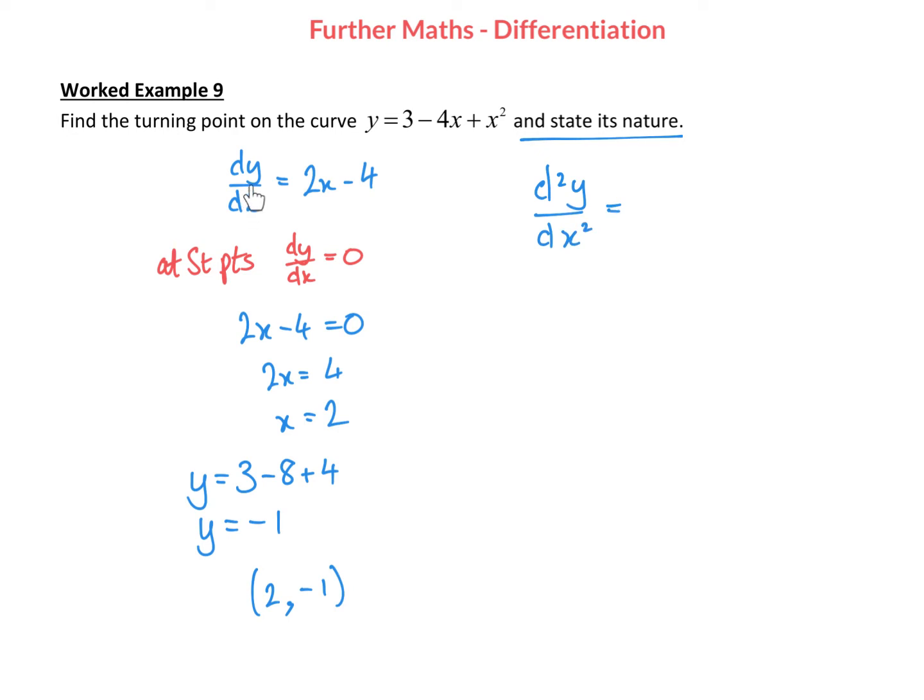And we're going to take dy by dx, and we're going to differentiate this. And when I differentiate 2x minus 4, I just get 2. Now, 2 is a positive number, and so for me that implies a happy face. That's a minimum stationary point. So just to finish this off then, we have a minimum turning point or minimum stationary point at 2, minus 1.